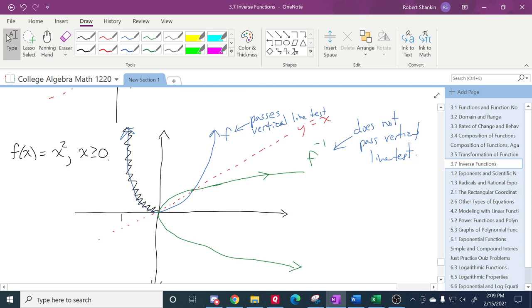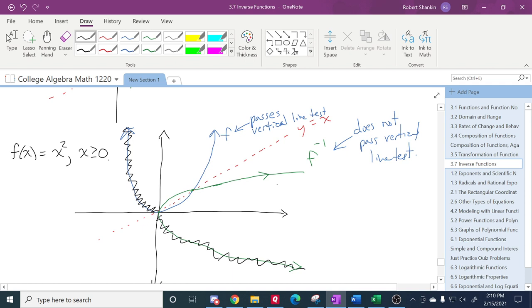So we do this, we restrict the original function so that it's now a one-to-one function. And then when we reflect this one across, it becomes the upper half, and the lower half never got reflected. And so now the inverse is also a function. It passes the vertical line test.